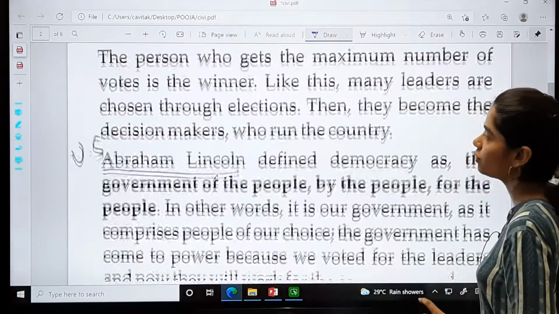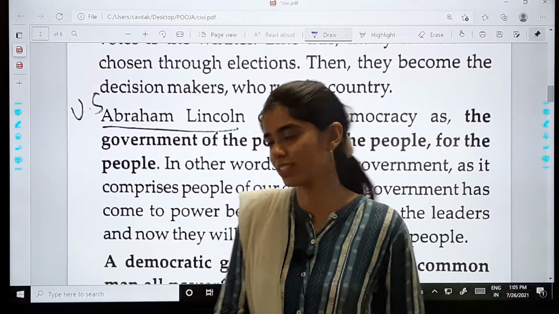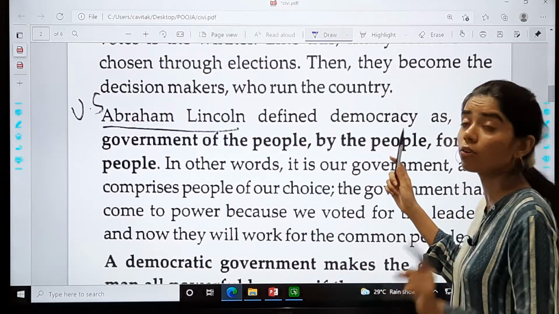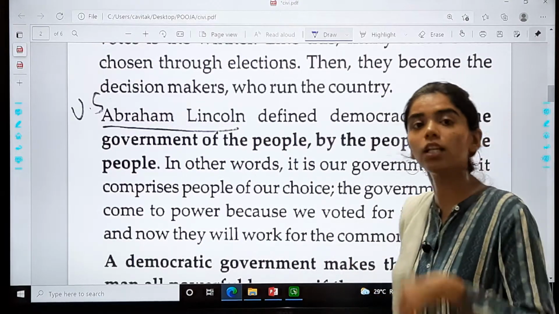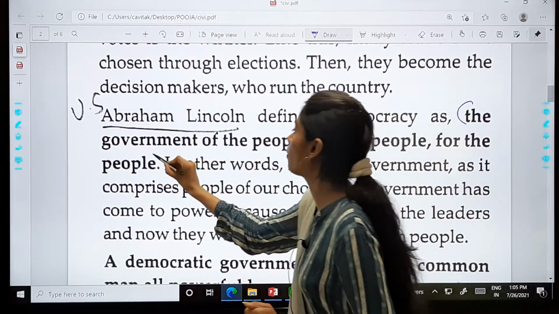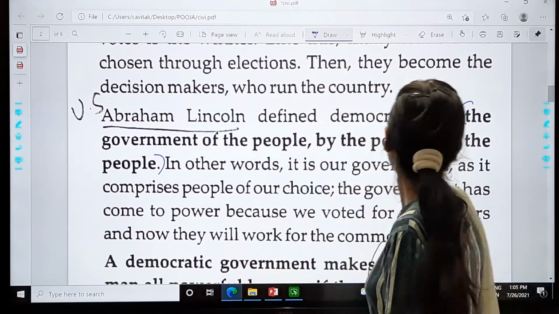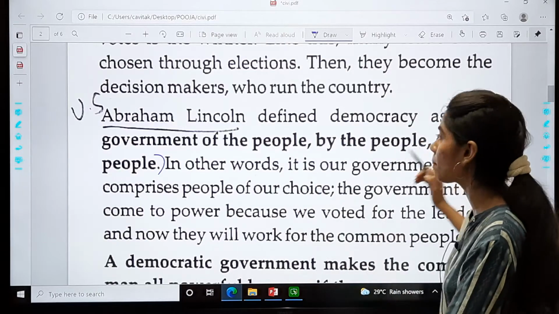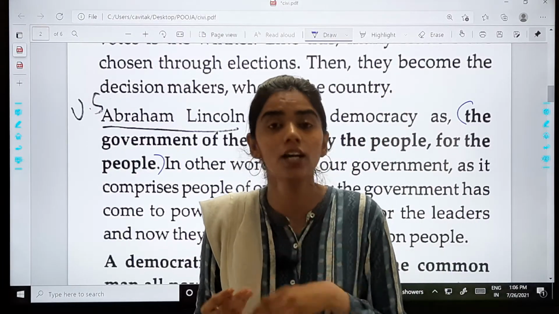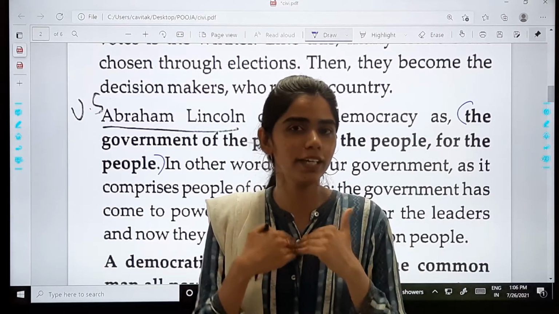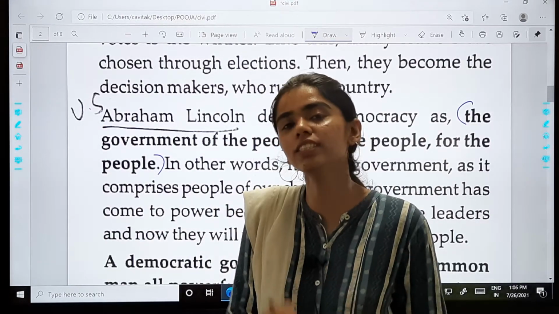Right? Now moving on, Abraham Lincoln. Abraham Lincoln was the president of the United States. Okay? So Abraham Lincoln defined democracy as, please see carefully, the government of the people, by the people, for the people. Once again, what did Abraham Lincoln define? Abraham Lincoln gave the definition of democracy. And what is the definition? The government of the people, by the people, for the people. Of the people means, what do these three words mean? We ourselves selected them, we got them represented, and they are for us only. For the people, by the people. They are for us and we ourselves selected them. So that is democracy.